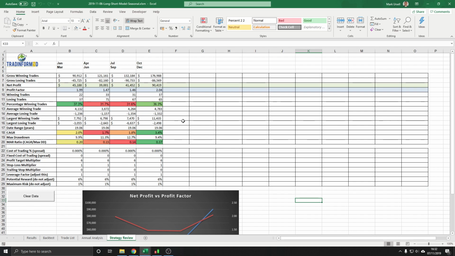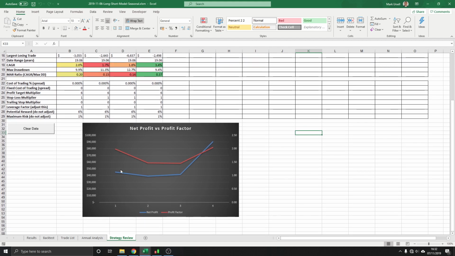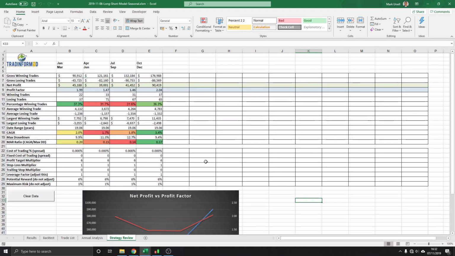So we can see a very similar pattern to what we saw before, but we've got more data, so we have more trades in each segment of our analysis here. If I scroll down here, we can see visually, at the start of the year and particularly the end of the year, where the blue and red lines, the net profit and the profit factor, both go up.